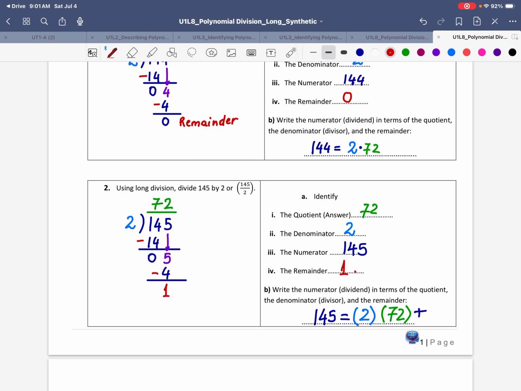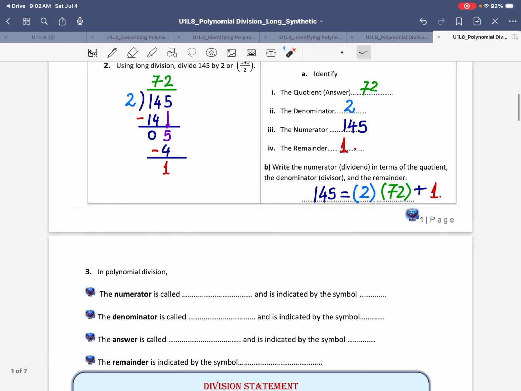And again, this reinforces the idea that when the remainder is equal to 0, 2 and 72, so divisor and quotient, are factors of the number that is being divided. But when the remainder is different than 0, we cannot say that 2 and 72 are factors, because 145 won't divide evenly into 2 and won't divide evenly into 72.